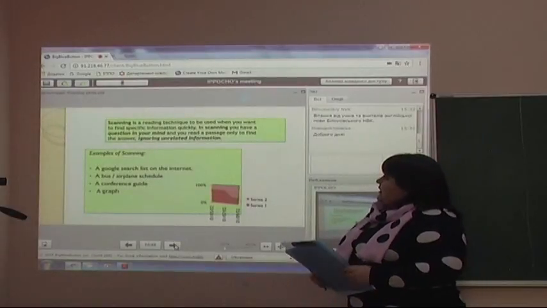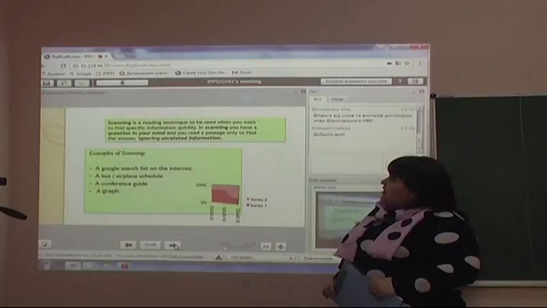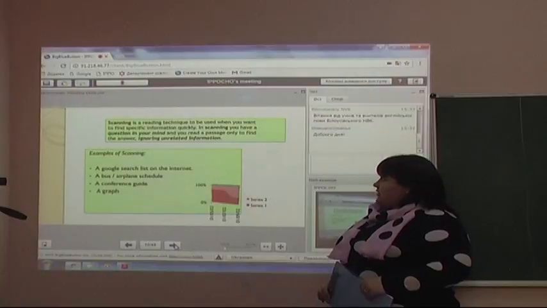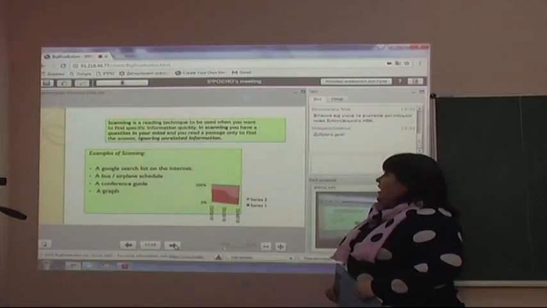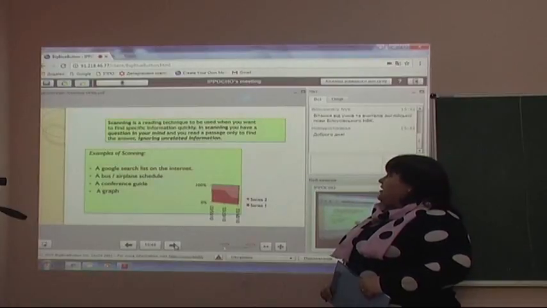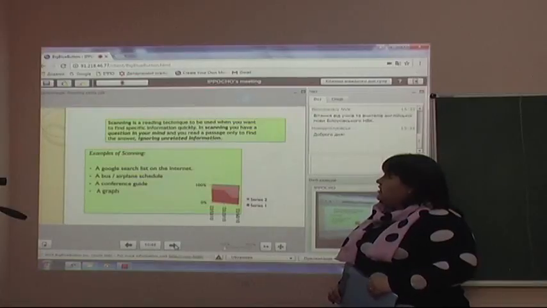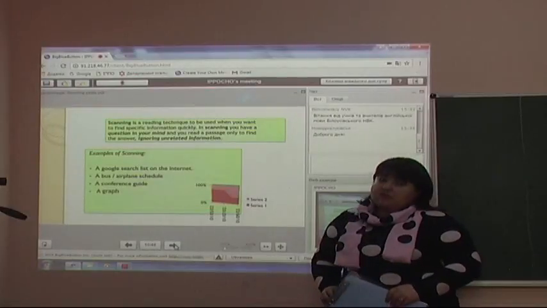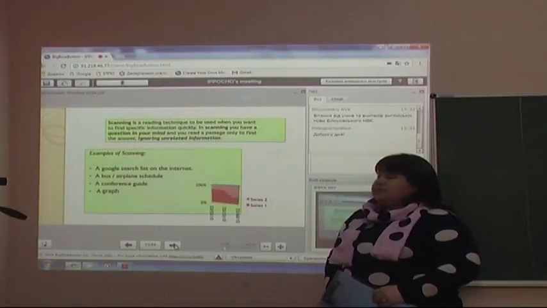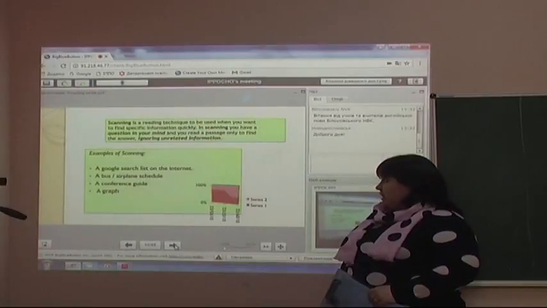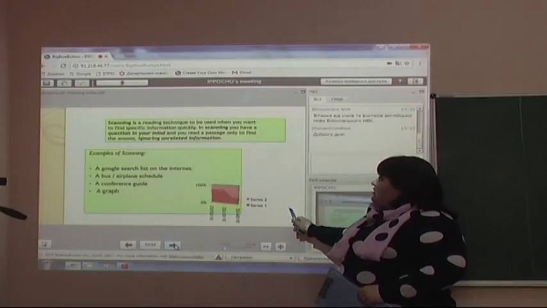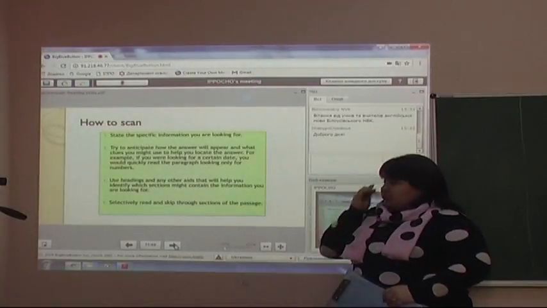So, for example, what is scanning? Scanning is a reading technique to be used when you want to find specific information very quickly. In scanning, you have a question in your mind and you read the passage only to find the answer, ignoring unrelated information. The examples of scanning are a Google search list on the internet, a bus or aeroplane schedule, a conference guide, and a graph. So you will see the numbers, and how to do it.